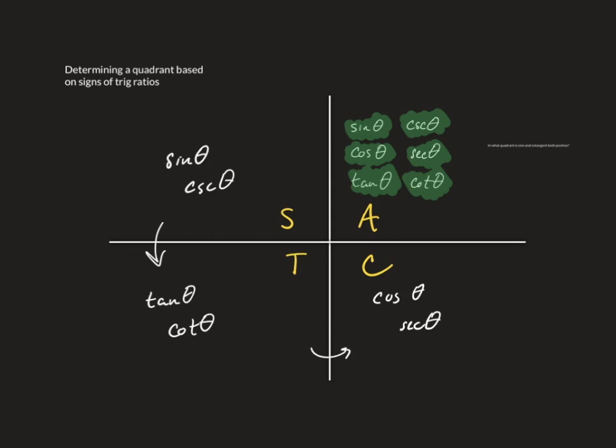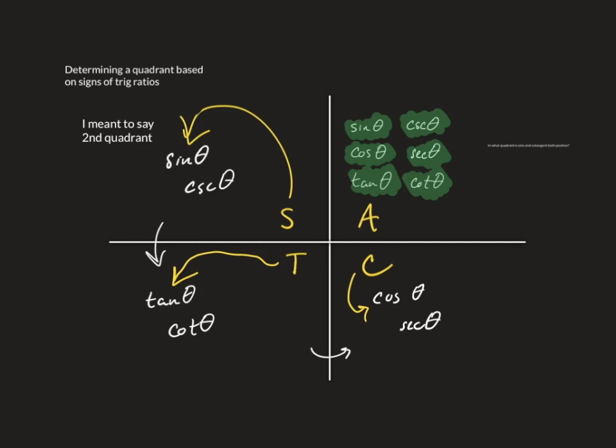Now, A stands for all. S stands for sine, but remember, it is also sine and its reciprocal. So if you can remember sine, then you should know what the reciprocal is. Those will be the two things that are positive in the second quadrant. T stands for tangent, but not only tangent, its reciprocal too. C stands for cosine, but this is not only for cosine, it's for cosine and its reciprocal. So everywhere the function goes, so does its reciprocal. So if sine is positive somewhere, its reciprocal will also be positive in that same place.